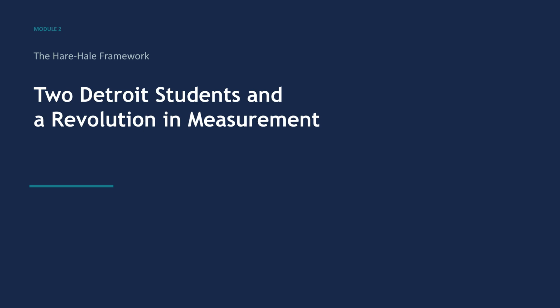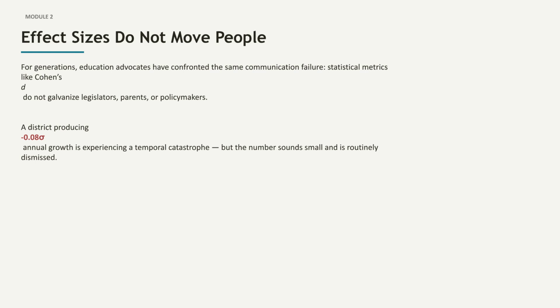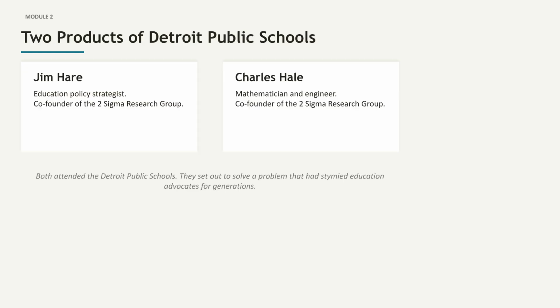Welcome to Module 2, which focuses on the Hare Hale framework and the story of two Detroit students who led a revolution in measurement. Statistical metrics such as Cohen's d often fail to motivate legislators, parents, or policymakers because the numbers sound small. Jim Hare, an education policy strategist, and Charles Hale, a mathematician and engineer, both attended Detroit public schools. They developed the framework to address the limitations of current educational measurement.